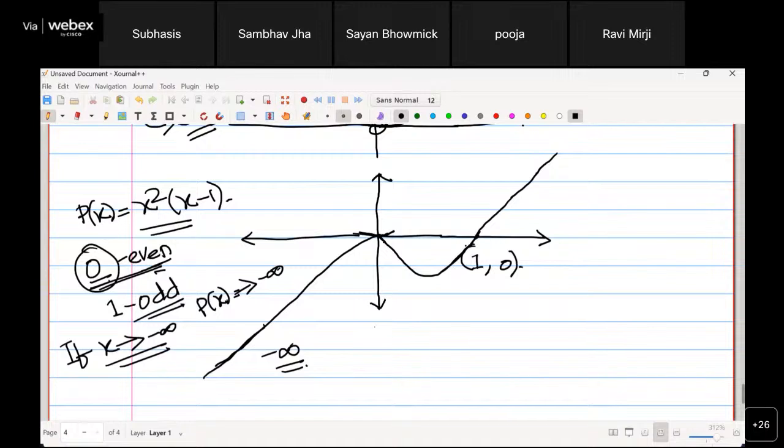So the graph will come from this direction. First it will come to 0. Since the multiplicity of 0 is even, it will bounce back. Now the problem is it can't go like this, because you have one more root. So then it will go to 1 and it will cut the x-axis, because the multiplicity of 1 is odd. Is it clear now? Yes, sir, it is.